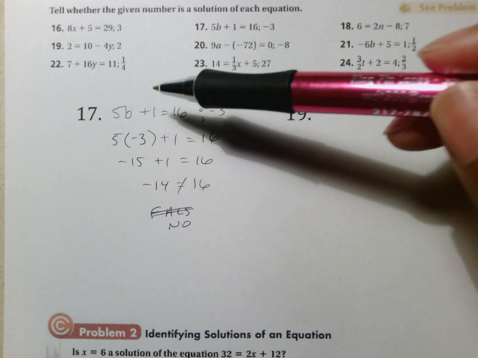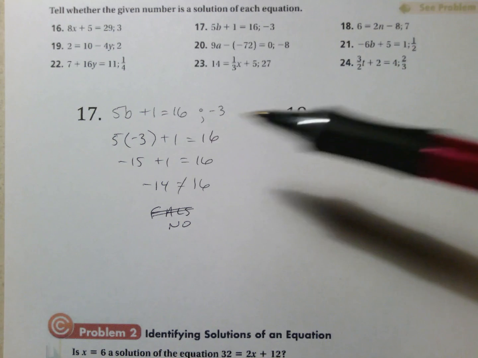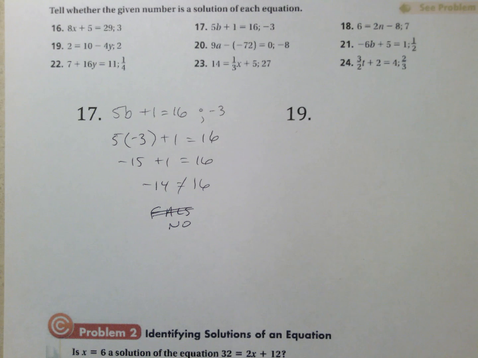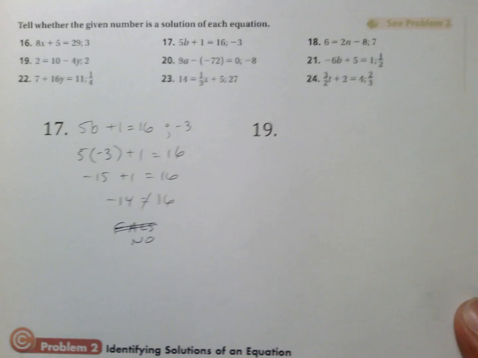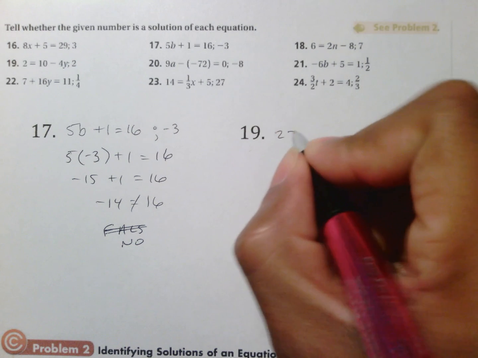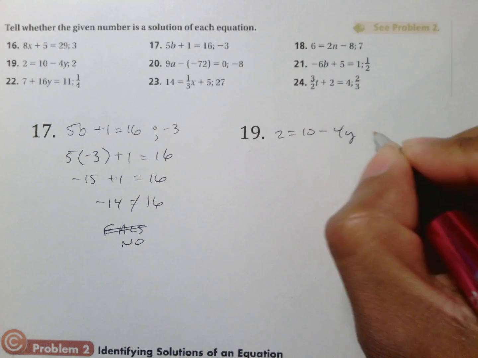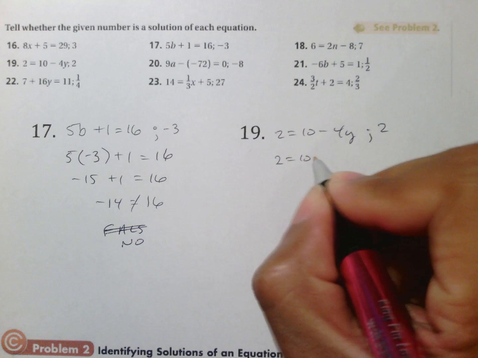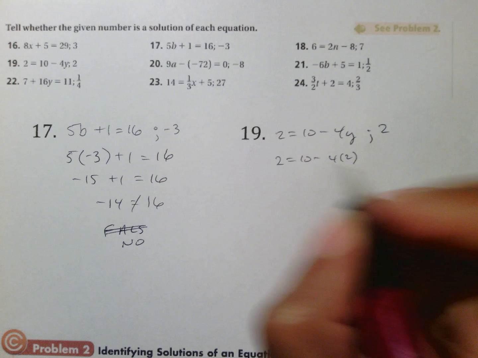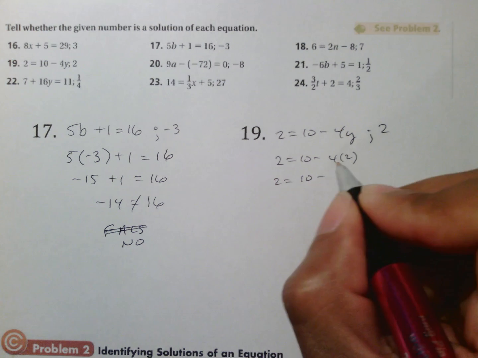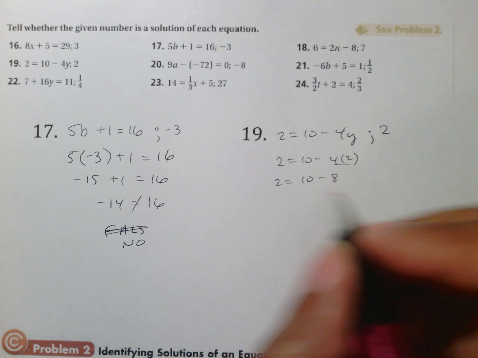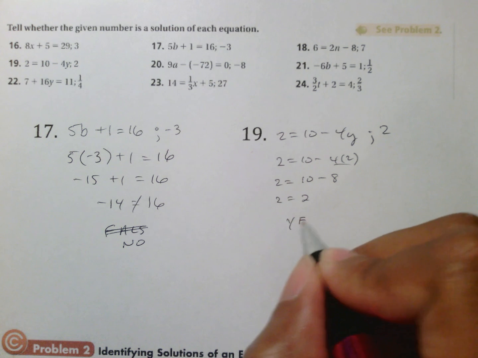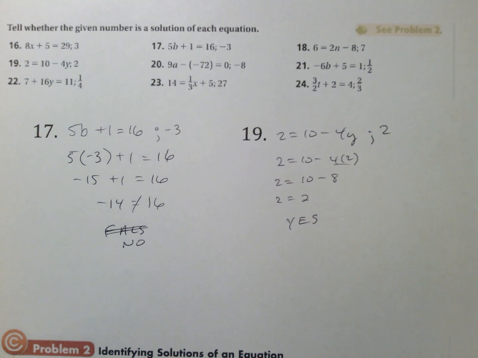Again, if you want credit on this, make sure you work all the way through this part. Don't just start up here and say yes or no. Just make sure you're showing all the work you're supposed to show. And 19 gives us 2 equals 10 minus 4y, and they give us the value of 2, which means we need to put 2 in for y. So 2 equals 10 minus 4 parentheses 2. If you're doing multiplication first, it'll be 10 minus 8, and 10 minus 8 is 2. Therefore your answer is yes.